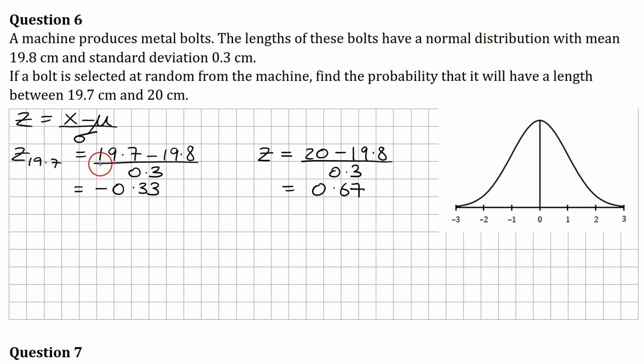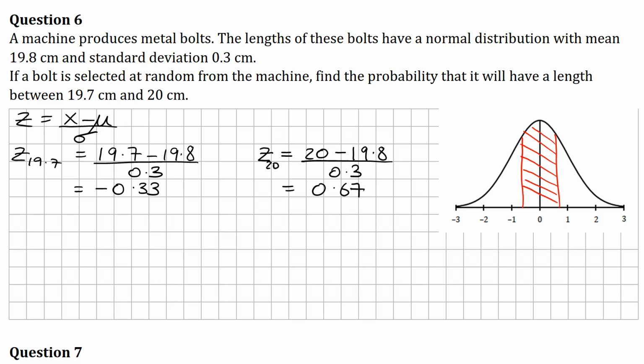So our first z-score is of 19.7 and our second z-score is of 20. And we often just put a subscript in there so we know which is which, even though it should be obvious because the first number in the actual equation will be the raw score. Now, we want to go between these two scores. So minus 3.33 will be somewhere here, and 0.67 will be somewhere here. So we want to find out what's the probability that the bolt will have a length between these two values.